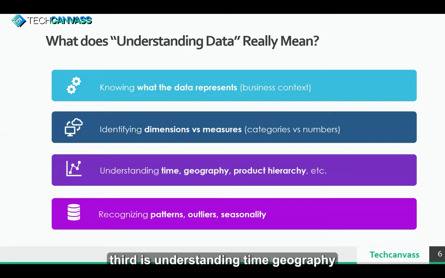Third is understanding time, geography, product hierarchy. So how the data is being structured within the organization, how it is being captured, how it is being stored is also something we need to understand very, very importantly. That will help us come up with a better and more flexible data model, which can give us a 360-degree view of the resource. Fourth is the recognition of patterns, outliers, seasonalities, and all that. So those insights we can come up with once we have all this information available, right?